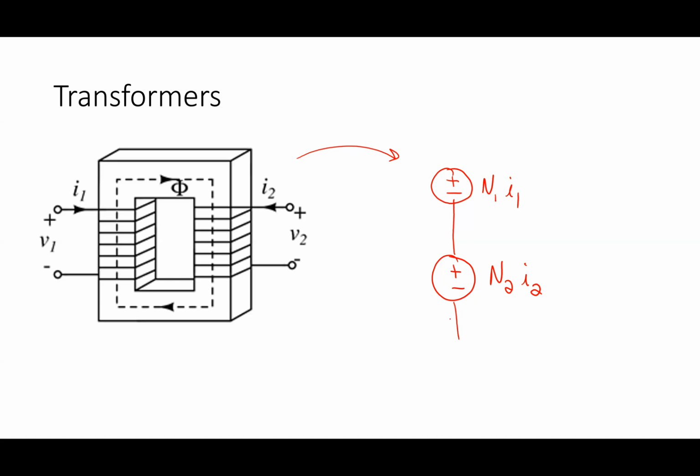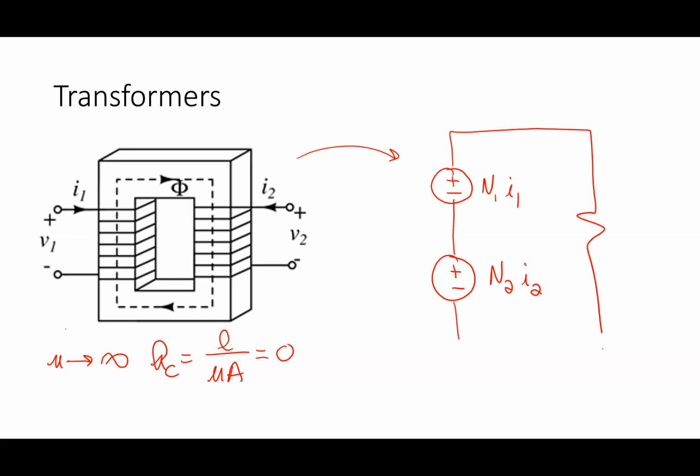Now, the thing I'm saying here is that this core is pretty much at least ideal. What would make this core ideal? If mu goes to infinity, the reluctance of the core, which is its length over mu times its area, becomes 0. Okay, like that. So I have this set up. All right, so we draw the magnetic circuit, and what do we solve for in that? Flux. We solve for the flux.